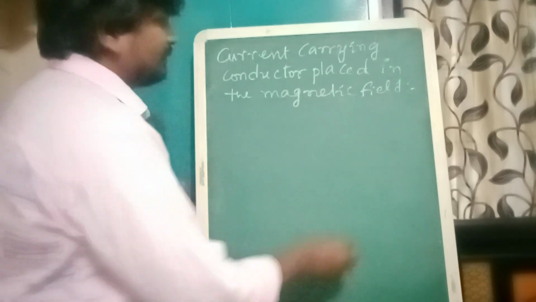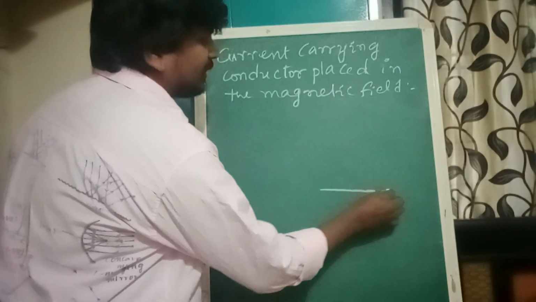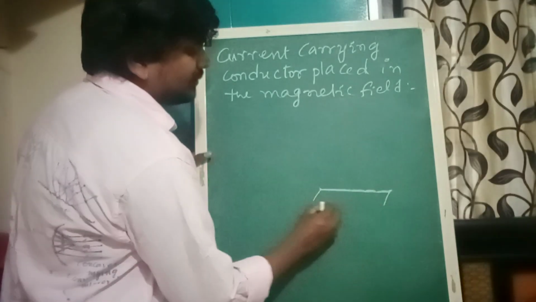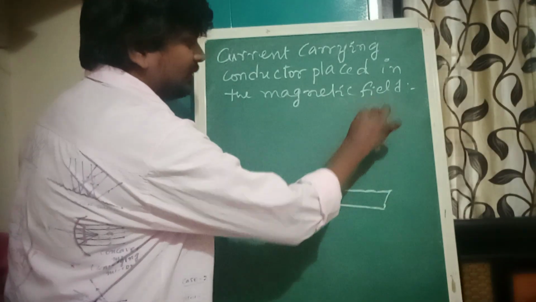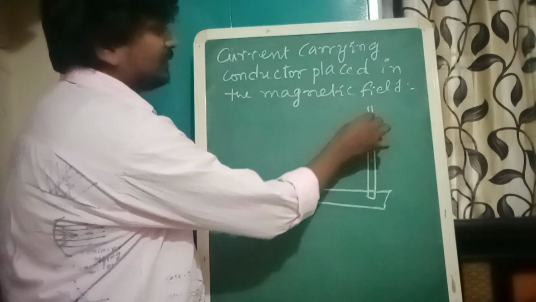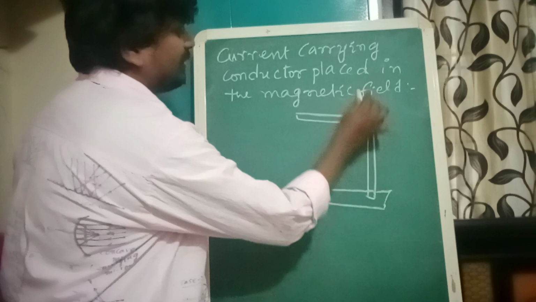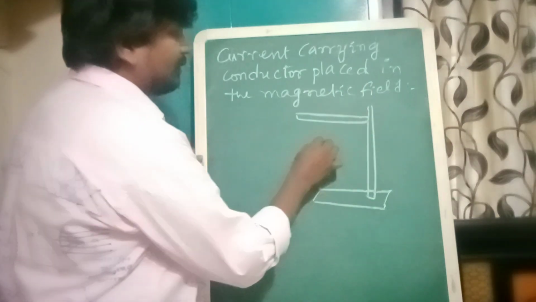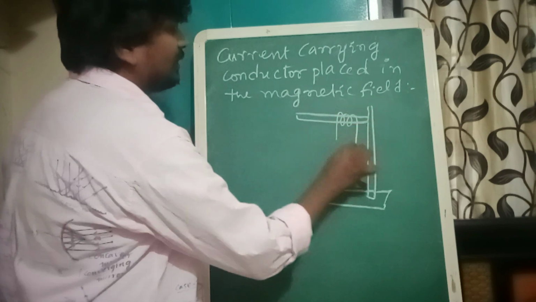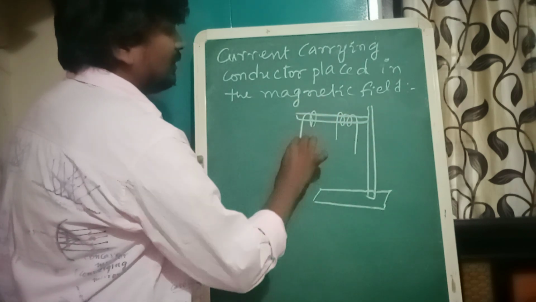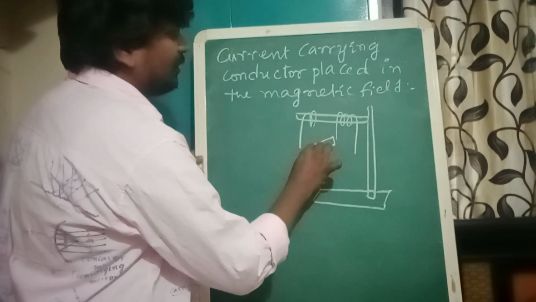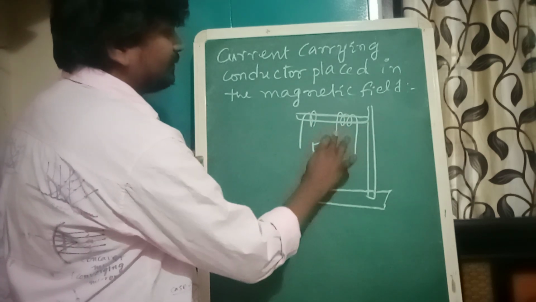You can observe, I am taking a stand. You can consider this a stand. So this is the supporting stand base, and this is the rod where it is supporting, and here I am considering the aluminum rod. So this is the aluminum rod.